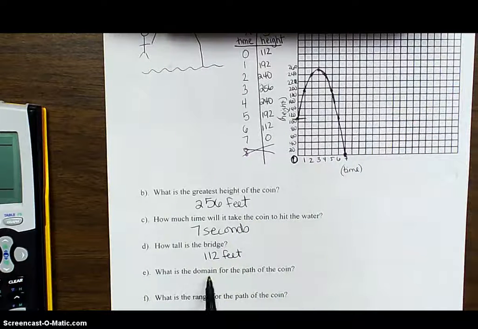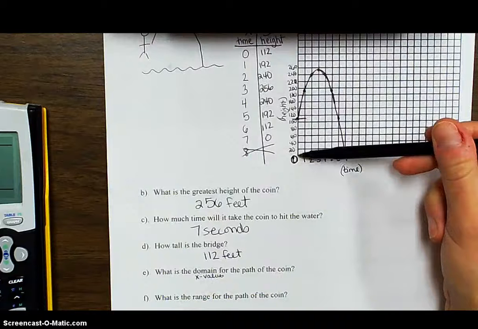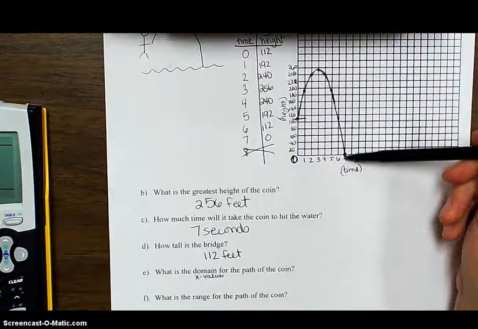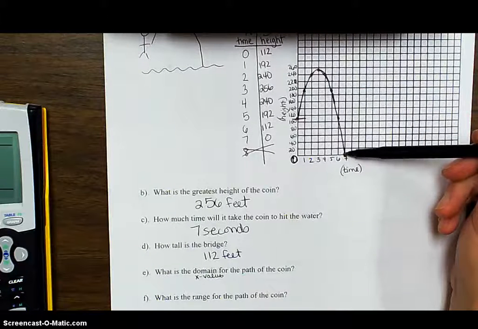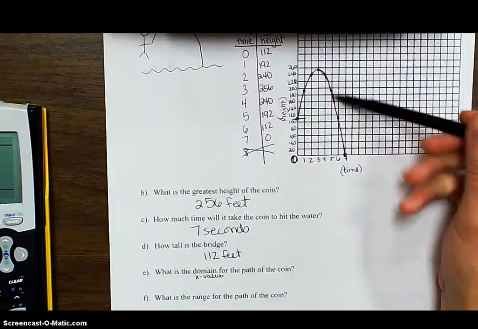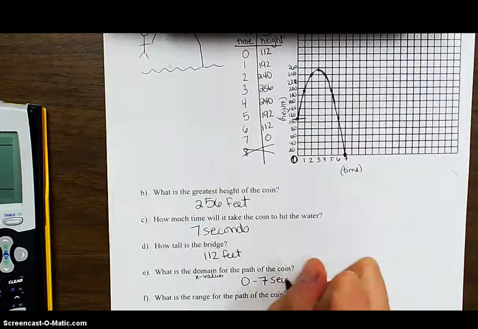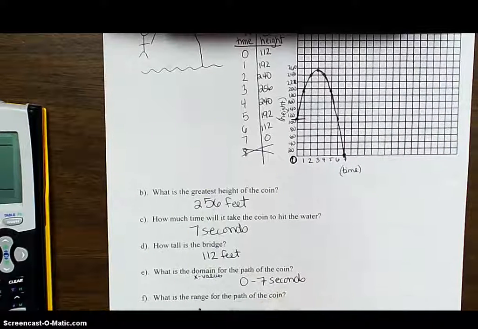Okay, what is the domain for the path of the coin? So remember, your domain is your x values. So where's our smallest x value? It's at 0. What's our tallest x value? What's our biggest x value? It's 7. So we start at 0, we go all the way to 7. So 0 to 7 seconds.